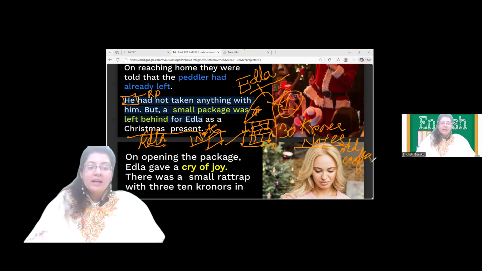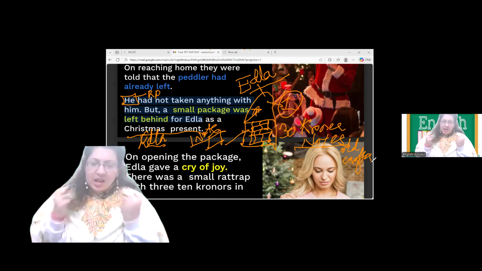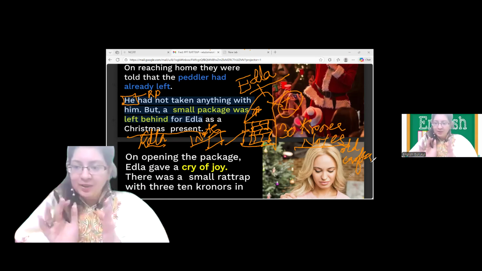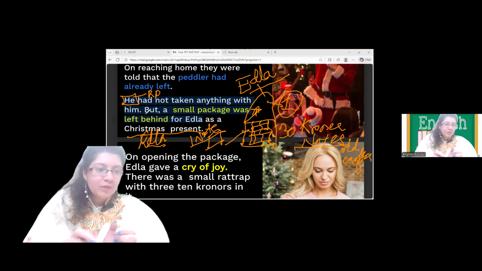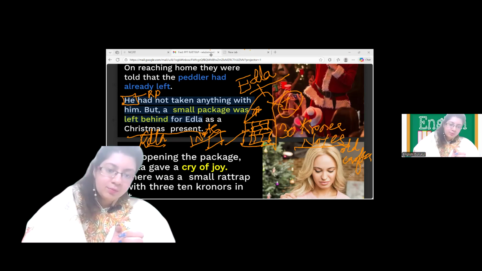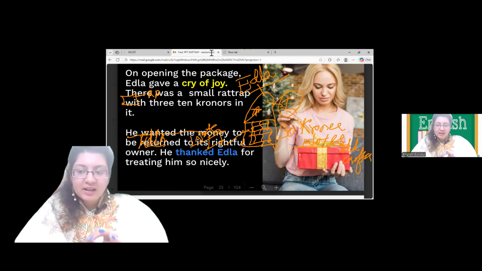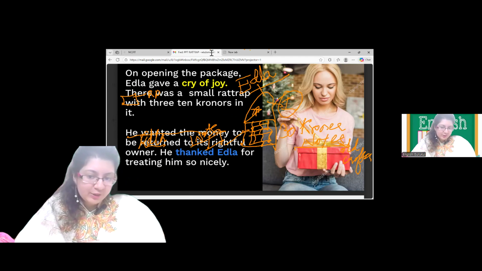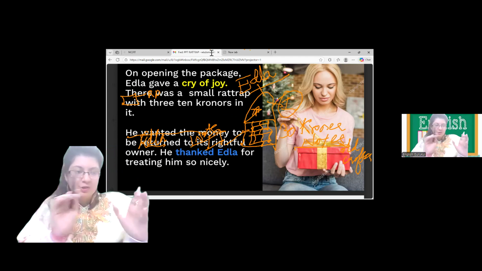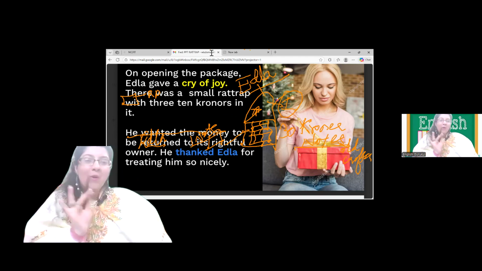So on opening the package, Edla gave a cry of joy. Yes! Now, what happened? It wasn't a package or gift like the one she's holding, but it was a kind of rat trap that you get to see. So on opening the package, Edla gave a cry of joy.